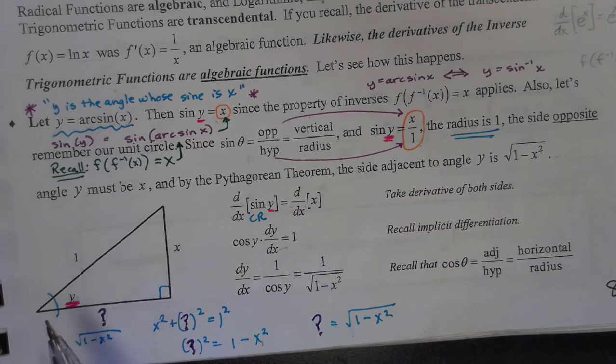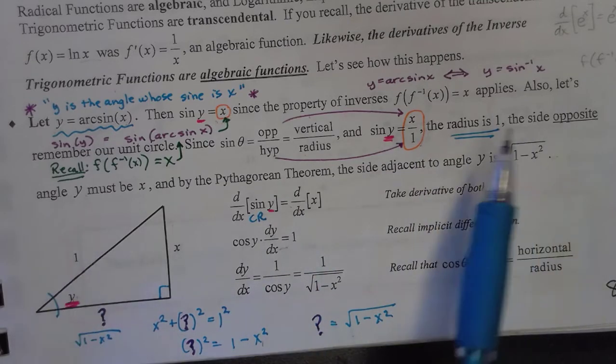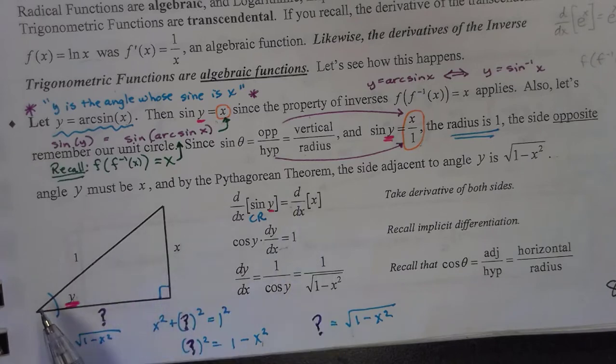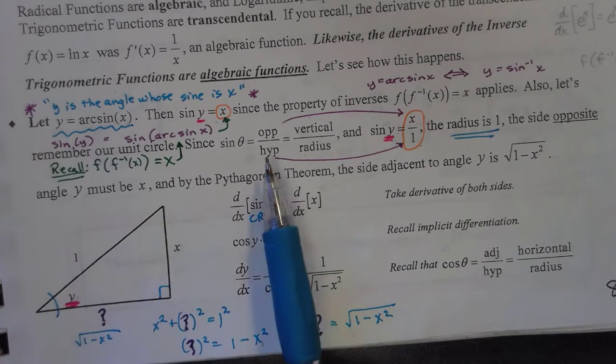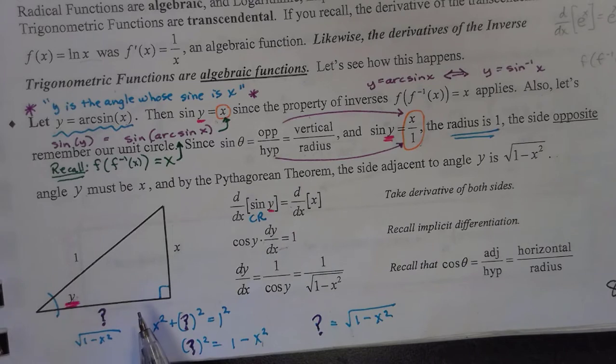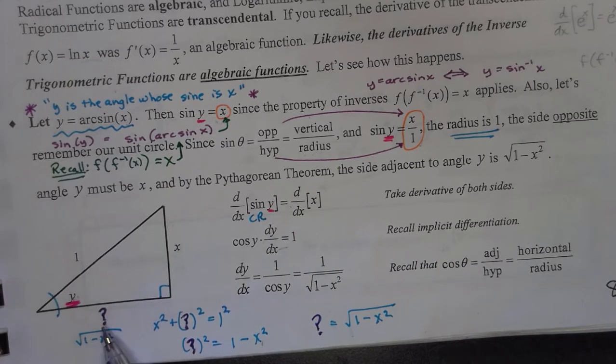Now, we know the side opposite y is x, the radius is 1, and by using the Pythagorean theorem, this side squared, I'm going to call it question mark for a minute, this side squared plus this side squared is 1. Therefore, x squared plus question mark squared equals 1 squared. So question mark squared is 1 minus x squared. So this side is the square root of 1 minus x squared. Now, why is that useful?